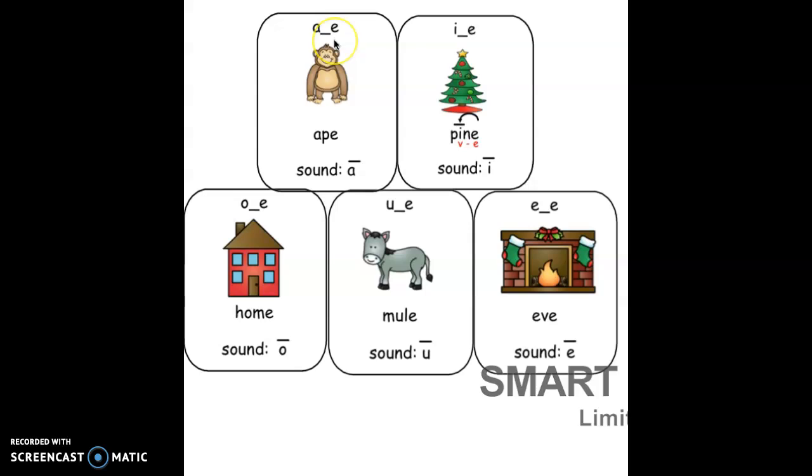A, consonant, magic E. Ape, a. What does the E do to the A? Make it say its name. And the name is A. And the sound is A.